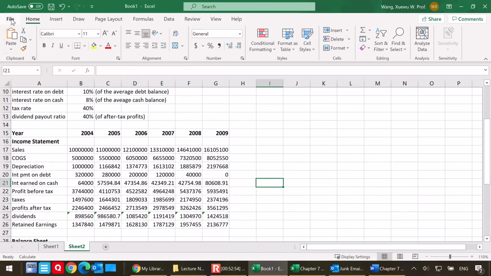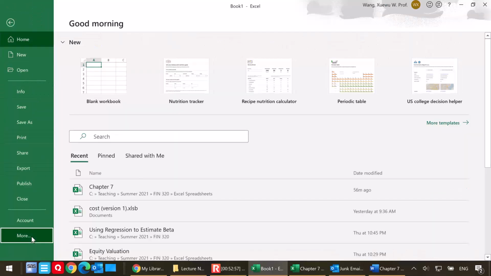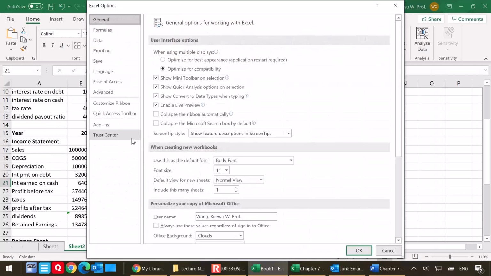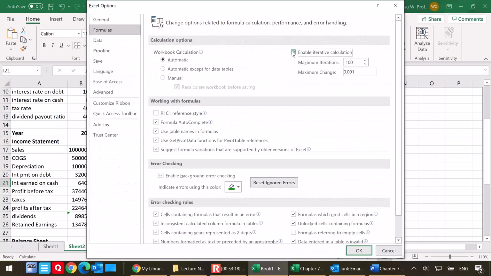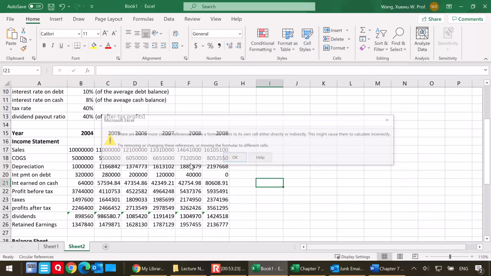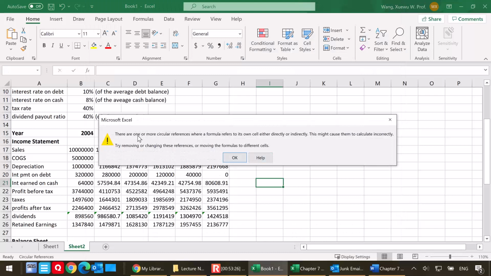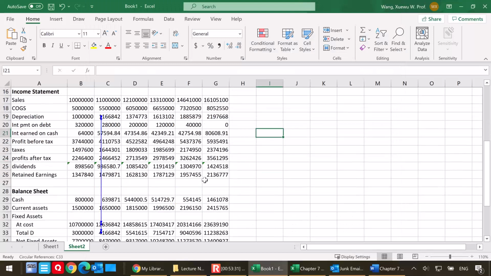If I want to actually stop the iterative calculation, or if you have not enabled the iterative calculation, then you're going to see an error message. And I want to show you the error message so that next time when you see this, you can fix the problem. All right. So if I go to formula, if I uncheck this box here, and I just somehow forgot to enable the iterative calculation, and then Excel says there are 1 or more circular references. Okay, that's a problem. If you click OK, Excel is actually telling you where that is.